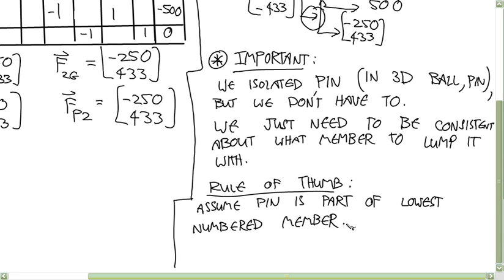And maybe if you work on problems for a while, you make this discovery, like, oh my God, I've come up with another rule of thumb. Consider the pin to be part of the highest numbered member. You know, that works too. You just have to be consistent. So this is just a way to keep it straight in your head.